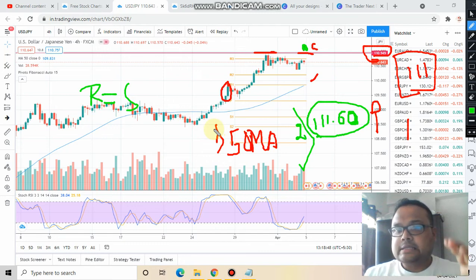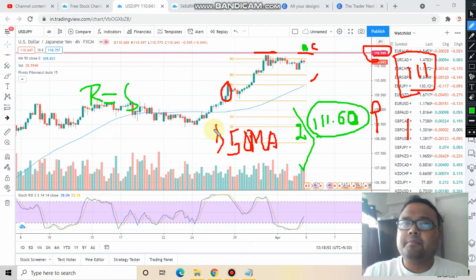As the market has already entered into a critical resistance zone, we need to be careful, unlike the previous times.